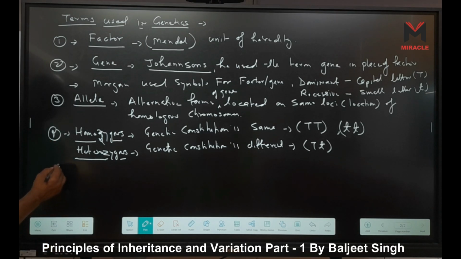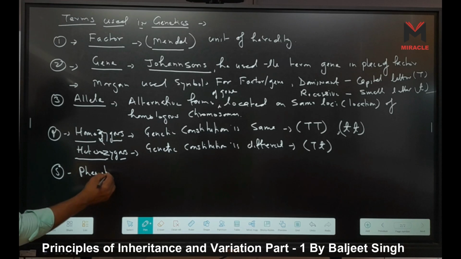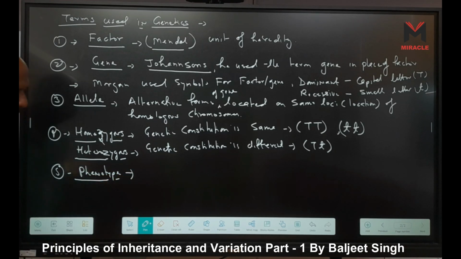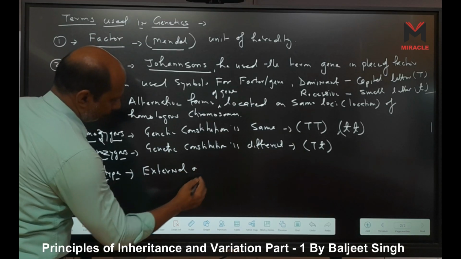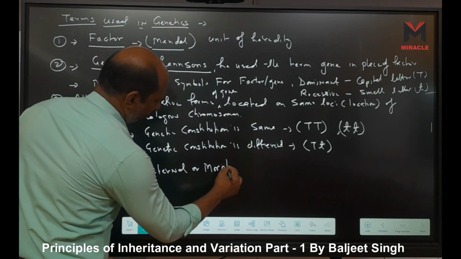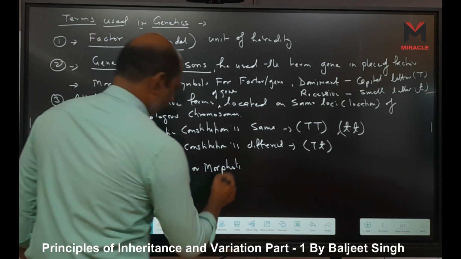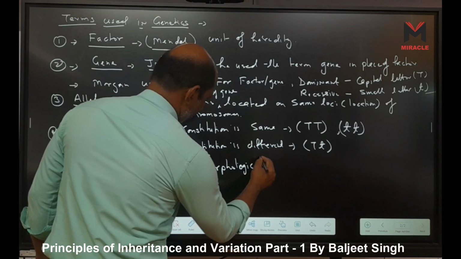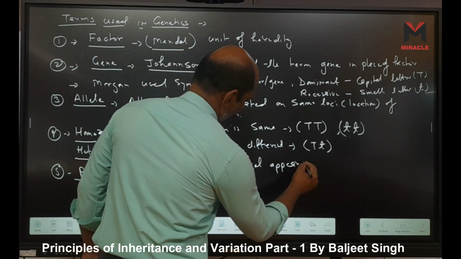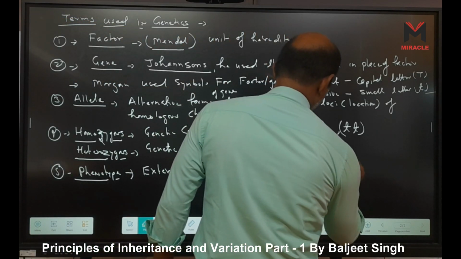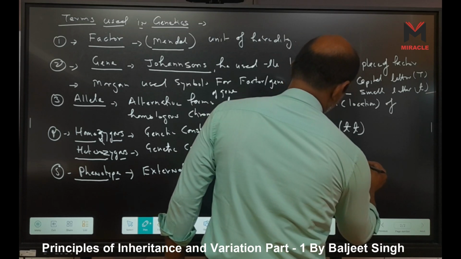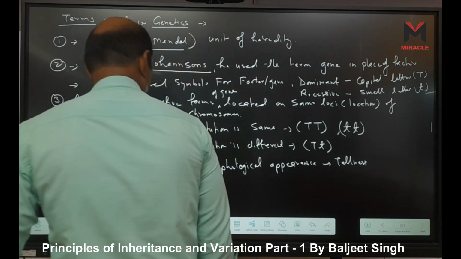Another word is phenotype. Phenotype means physical appearance, right? How they look, what we see. Here we can say external or morphological appearance, right? This tallness, as for example, we can say here tallness, right? And or dwarfness.